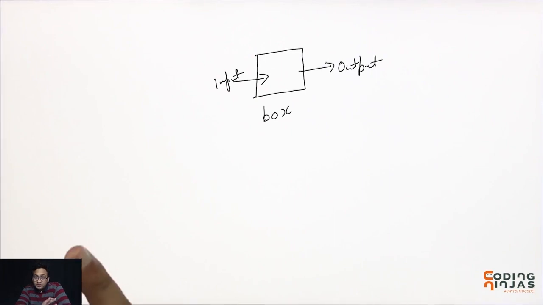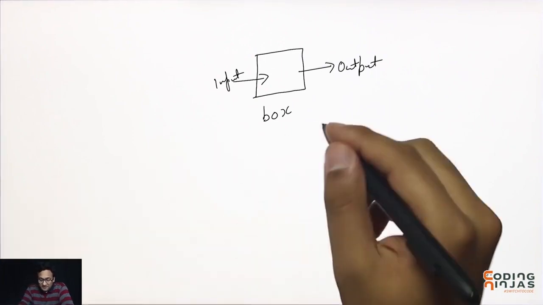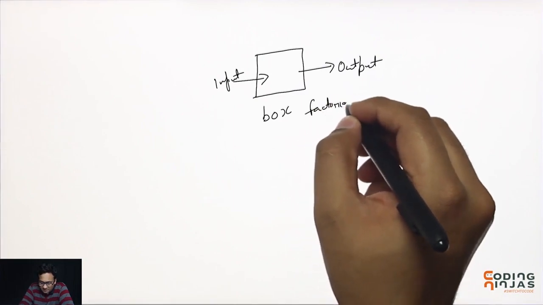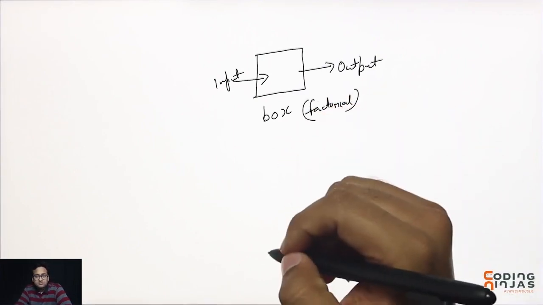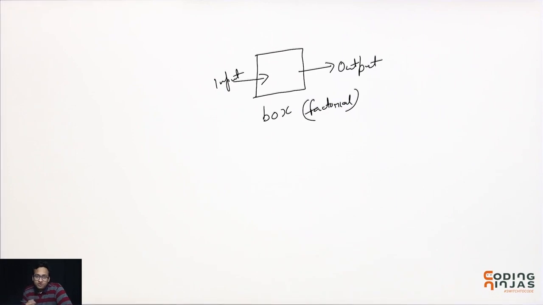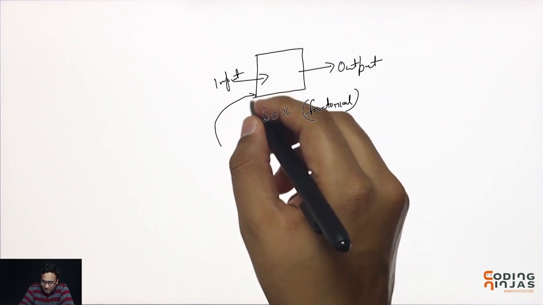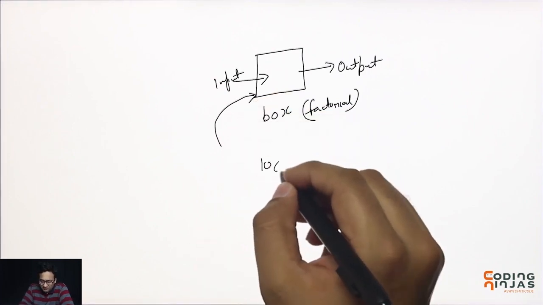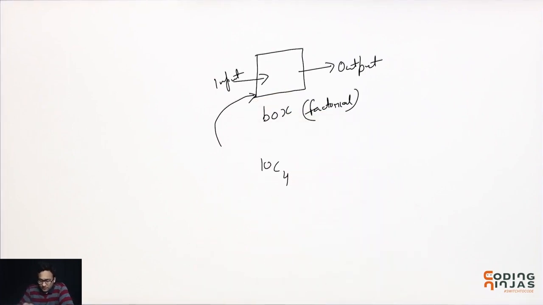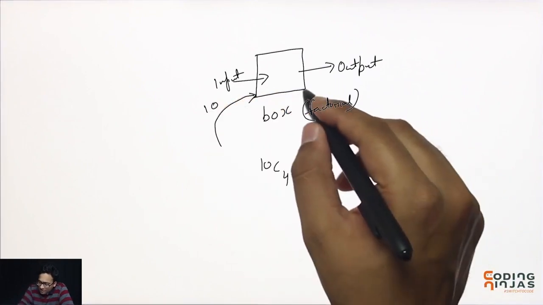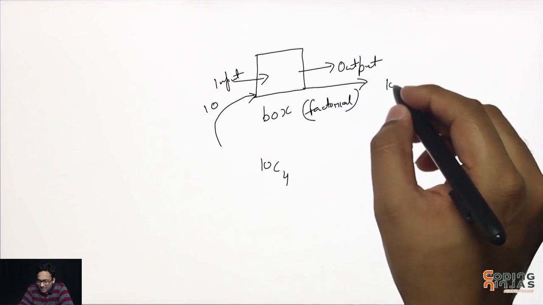So what we want is that the factorial code that we need will create a box like this. Let's name it factorial. And whenever we want to use factorial, first of all you want to find n factorial. Let's say I am calculating 10c4. So first of all I want 10 factorial. So I'll give it 10. And it should calculate the output accordingly and give this to me.